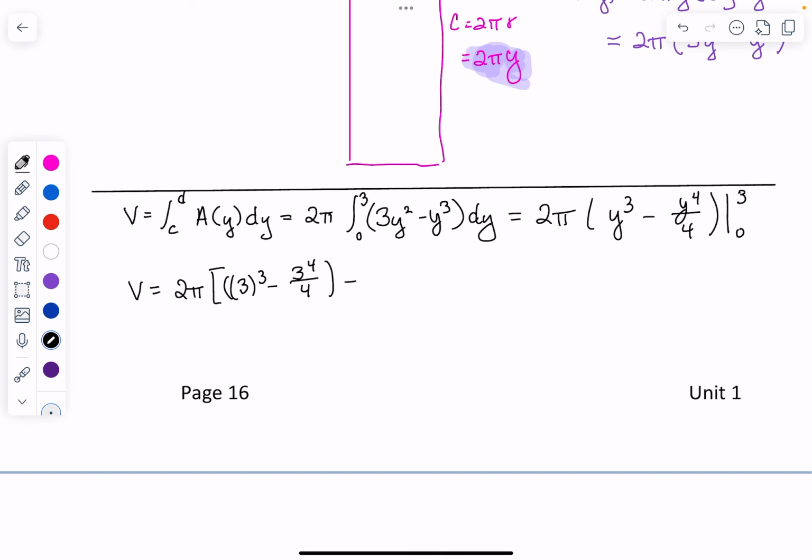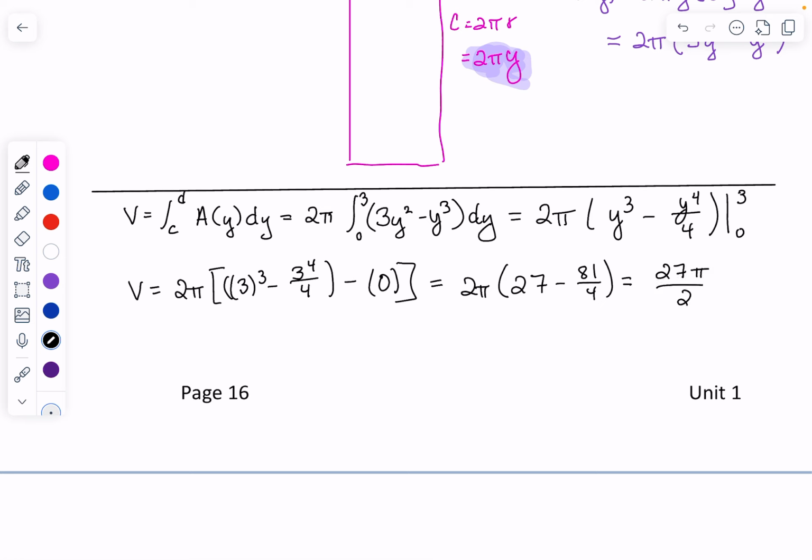minus, if I look at my second term, both of these, if I sub in here, it's a 0, and I sub in here, it's a 0. So I'm going to go ahead and say minus 0, just so it cues me in that I checked it. So if I do all of the math there, you should get 2 pi times, I have them backwards, 27 minus 81 fourths, which is going to give you, if I had a common denominator, 27 pi over 2. If you want to write the pi at the end, you're welcome to, or you can write 27 halves pi.